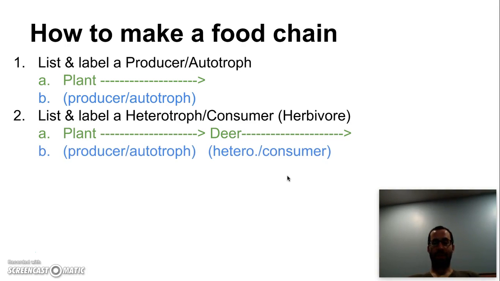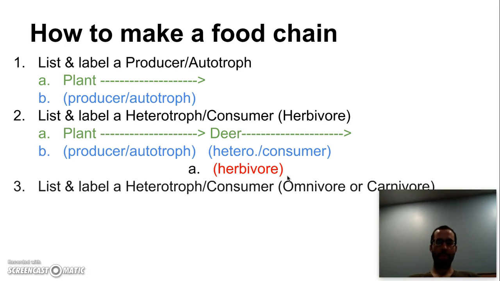And again, plants are producer autotrophs. They make their own energy. They give that energy to heterotroph consumers. And deer are a type of herbivore. They only eat plants. The last part of constructing this food chain here is you add an omnivore or carnivore.